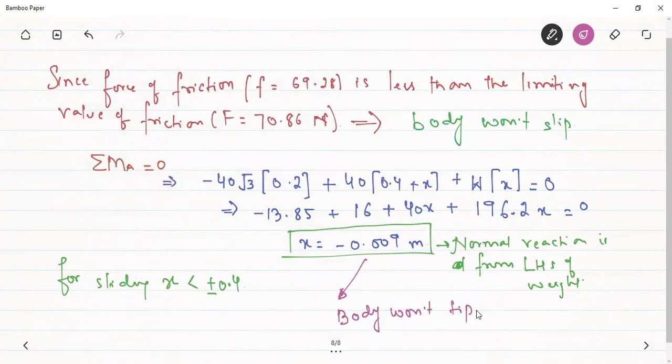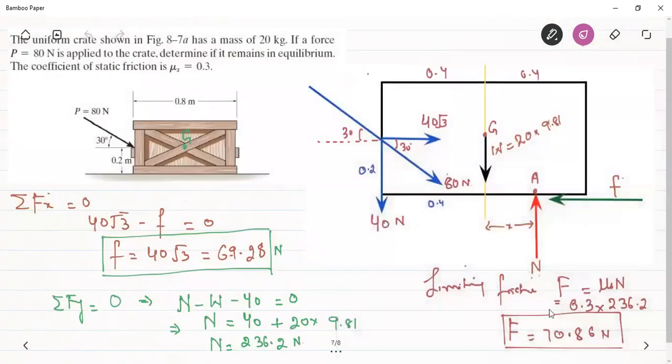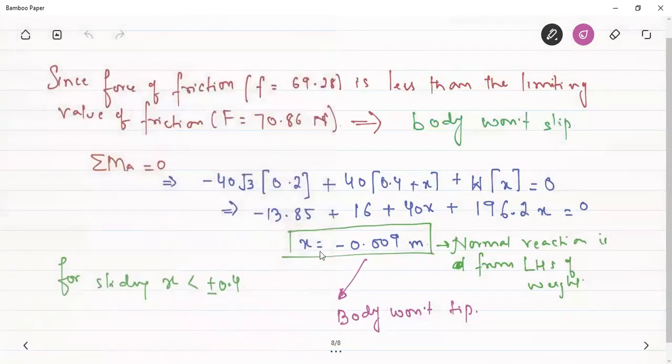Now in this problem, the body is neither sliding nor tipping, but it is close to sliding. The limiting condition is that the friction force should be equal to 70.86. The limiting friction is 70.86, but our friction force is equal to 69.28, so it is very close to sliding. Neither is it sliding, it is close to sliding but not sliding. Also, it is not tipping, because our value of x came out to be within the range of plus minus 0.4. Therefore, the body isn't tipping.